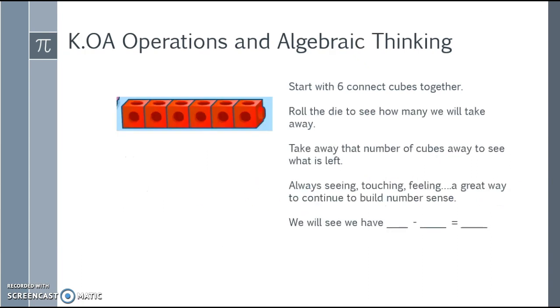Another idea, this time with subtraction, is I will start with 6 connect cubes together. I will roll the die to see how many we will take away, and I will physically take away individually that number of cubes to see what is left. So students are always seeing, touching, feeling, and it's a great way to help build number sense. I would have them start with 6 minus whatever number we rolled, and then what's left over is the number of cubes that we still have connected in our hands.